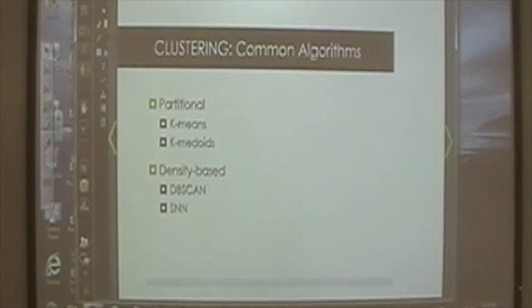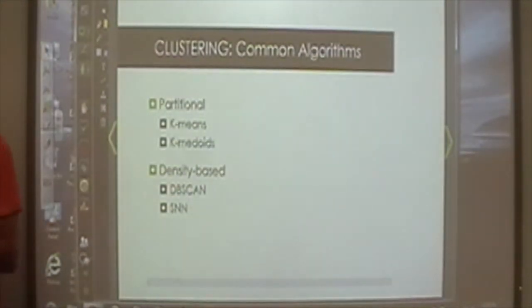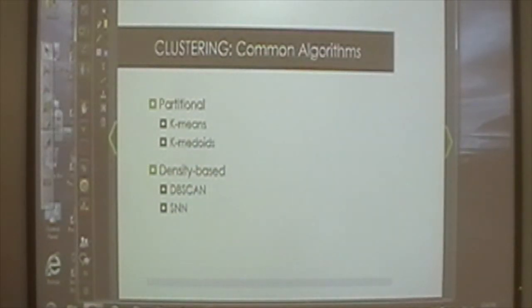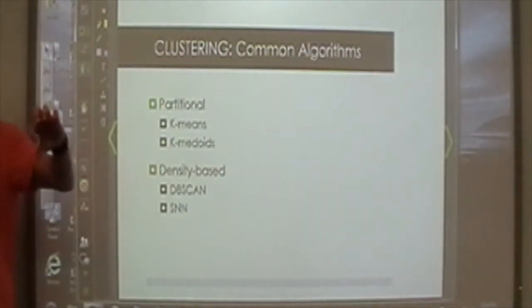So here are some common algorithms. We're not going to go through all of these. I'm saying that up front. But I'm going to talk about 4 different categories and just briefly describe them. These are different ways of approaching the clustering problem. So you've got what are called partitional.